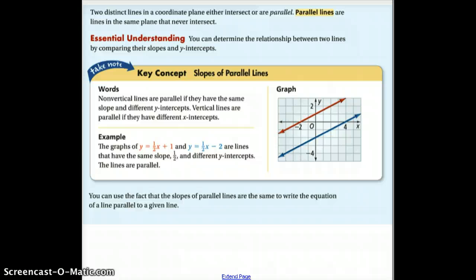So non-vertical lines, so lines that don't go up and down, are parallel if they have the same slope and different y-intercepts. All right. For example, these are the ones we just did. These two graphs are lines that have the same slope of 1/2 and different y-intercepts, therefore they are parallel.